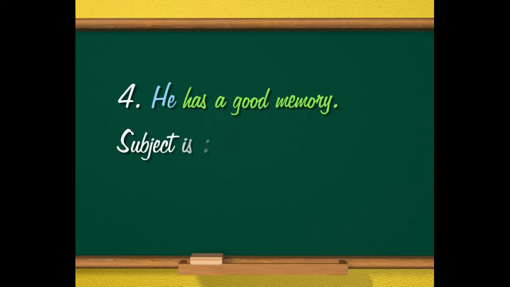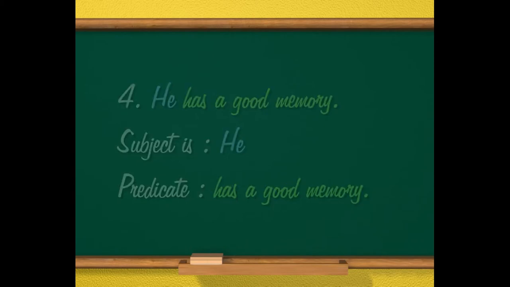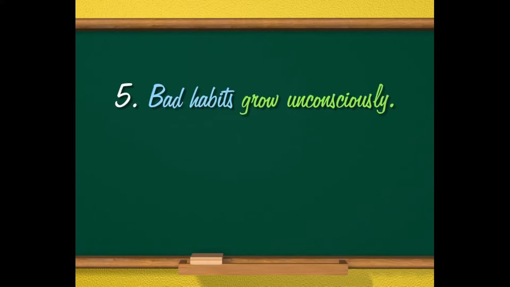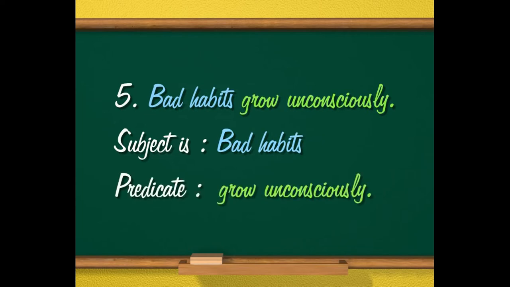Next question. He has a good memory. Simple. The subject is he and the predicate is the other half of the sentence, that is, has a good memory. Next question. Bad habits grow unconsciously. Here the subject is bad habits and the predicate is the other half of the sentence, that is, grow unconsciously.